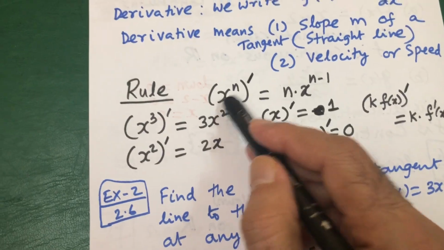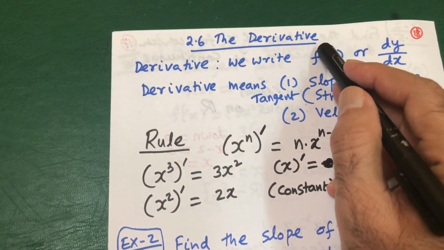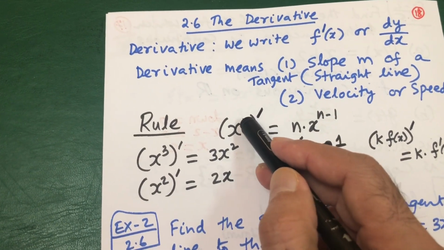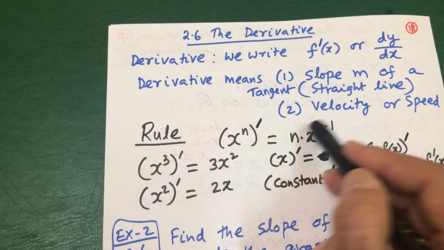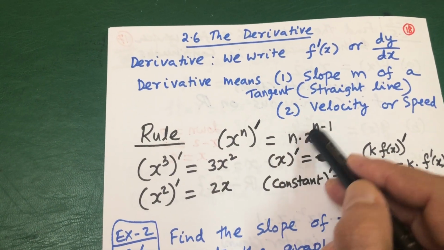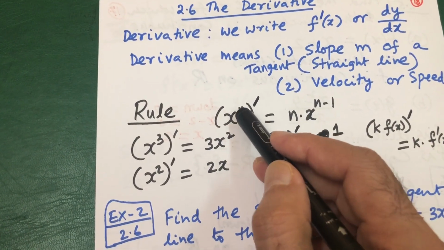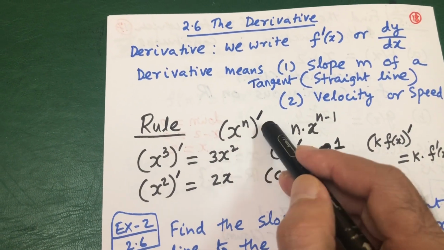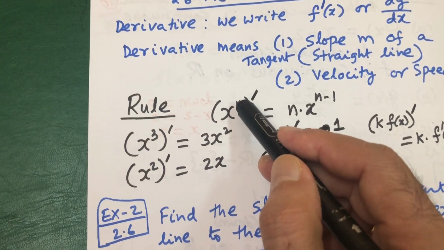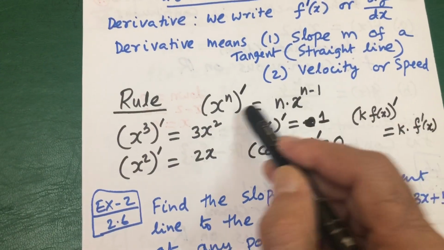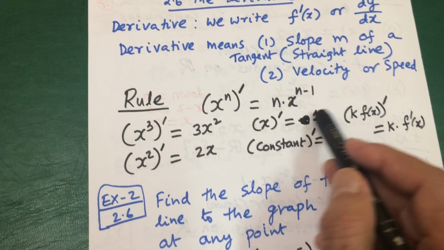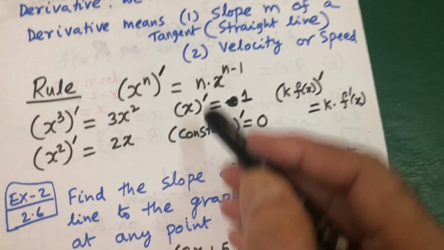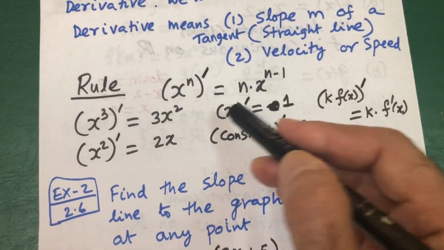The rule is for the derivative of x power n. Dash means derivative. What is the rule? n multiplied by x power n minus 1. The power will come to the front and the power reduces by 1. I repeat, the power will come to the front, n times x power n minus 1. This is the derivative. And some derivatives you remember using the same formula, instead of doing this every time.